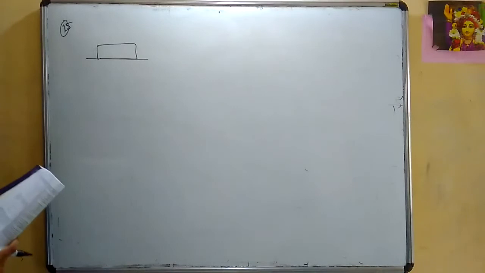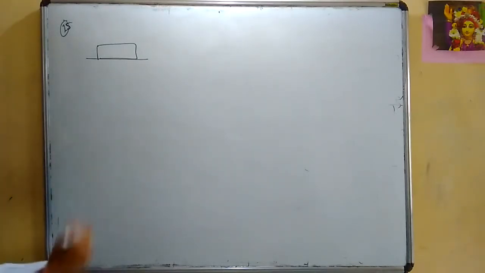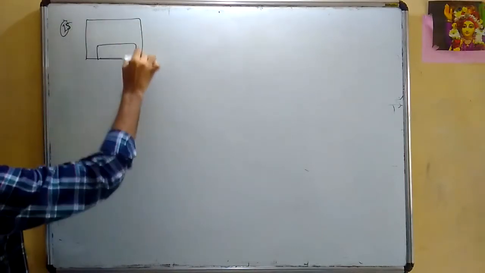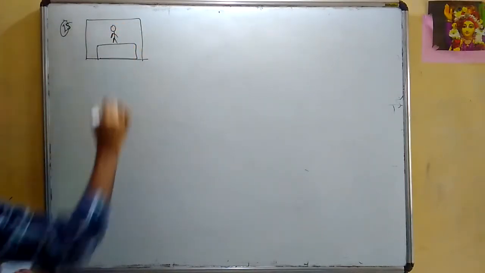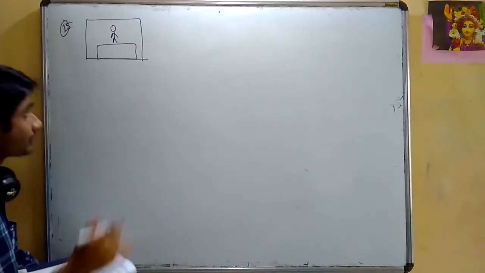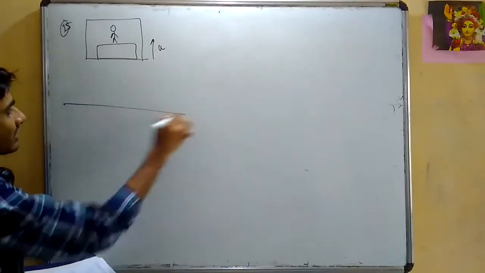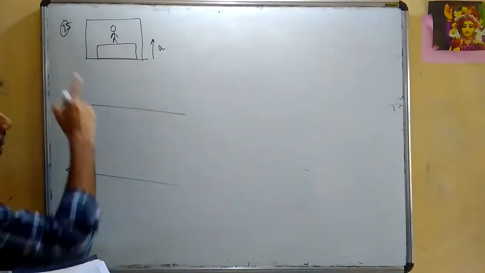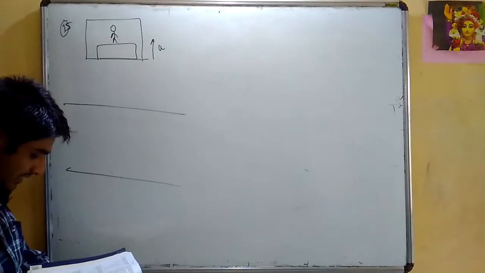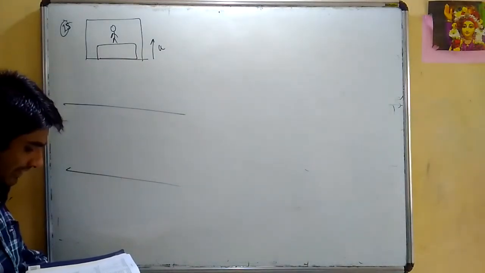With this concept, we shall start this problem. A person is standing on a weighing machine placed on the floor of an elevator. So this is an elevator and a person is standing on a weighing machine like this. It is said the elevator starts going up with some acceleration. So there are three scenarios. It is moving up with an acceleration, then it moves with uniform velocity for a while, and then finally decelerates to stop.